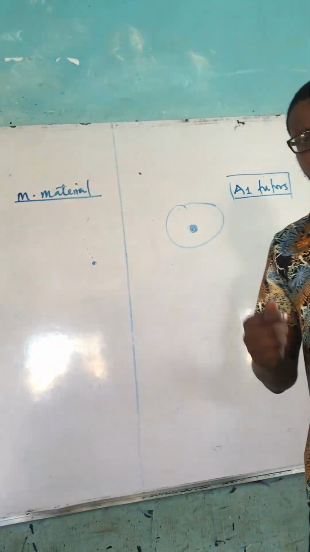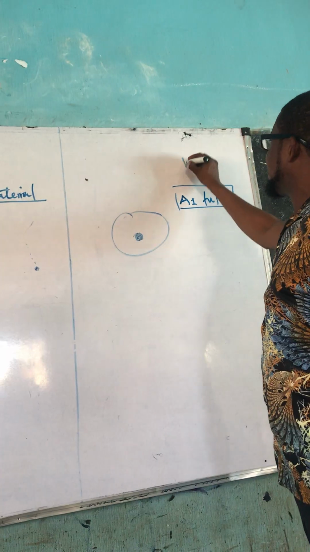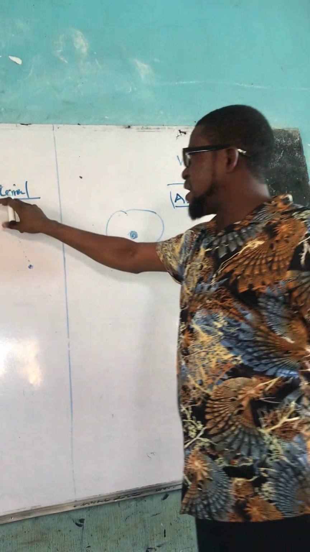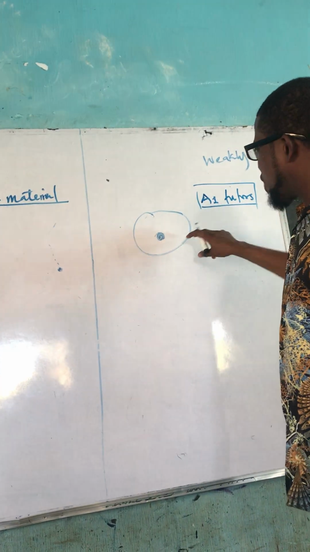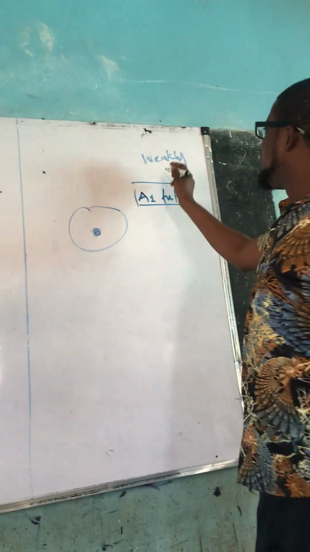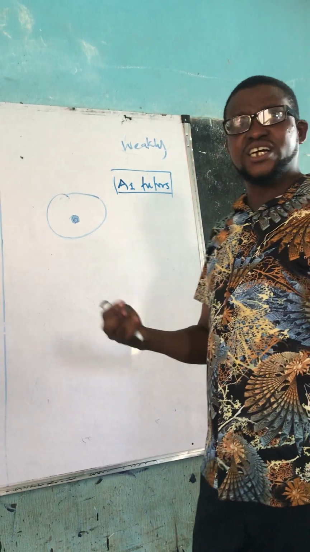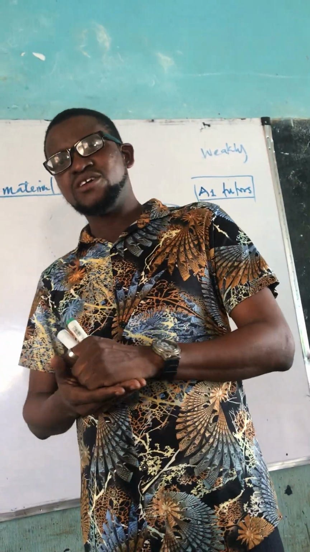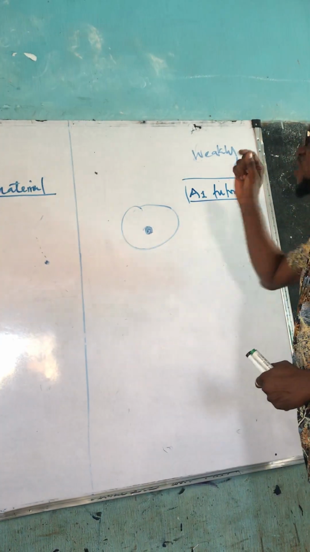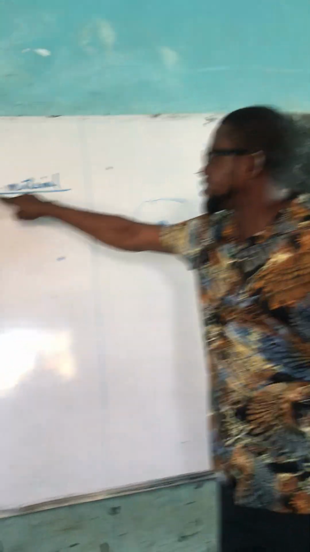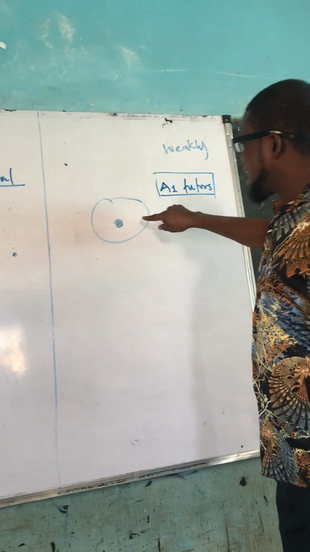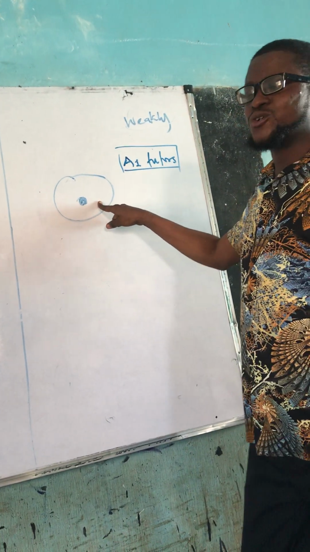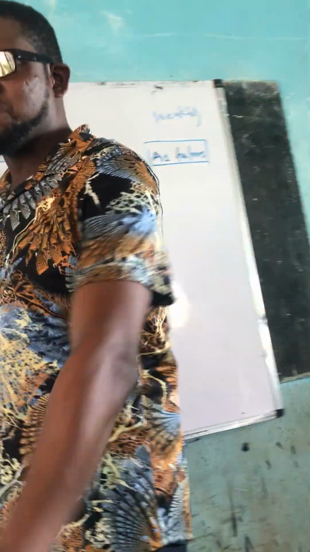Some of them will be attracted very weakly. Some of those magnetic materials will be attracted by the magnetic field very weakly, meaning in a very weak way. Those ones are called paramagnetic material. And some magnetic materials will be attracted to the magnetic field in a very strong manner. Those ones are called ferromagnetic material.